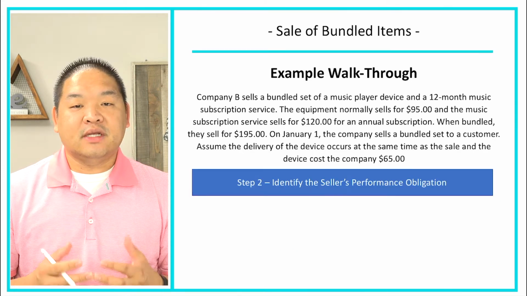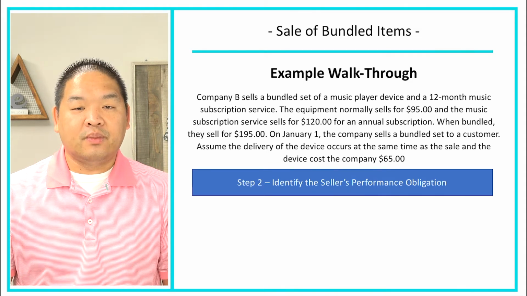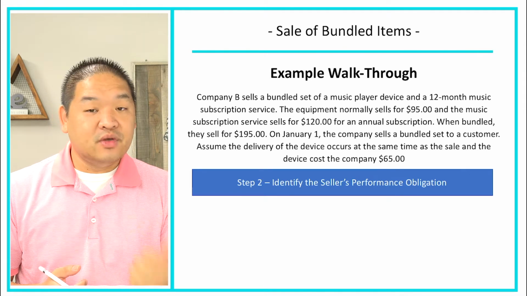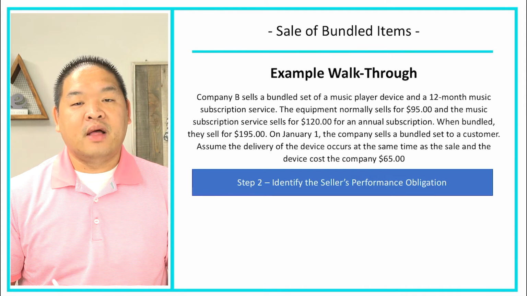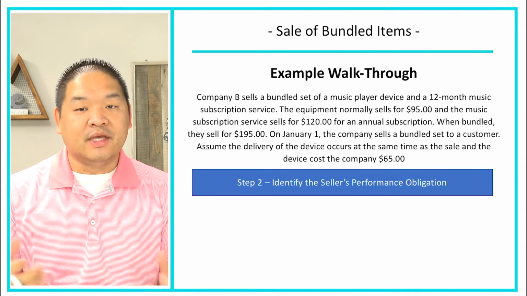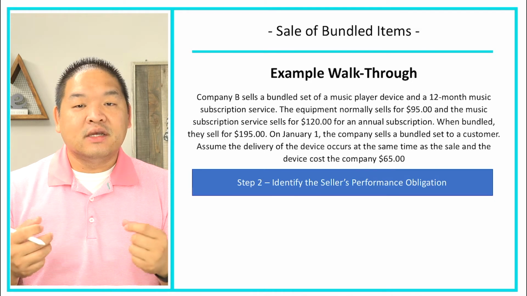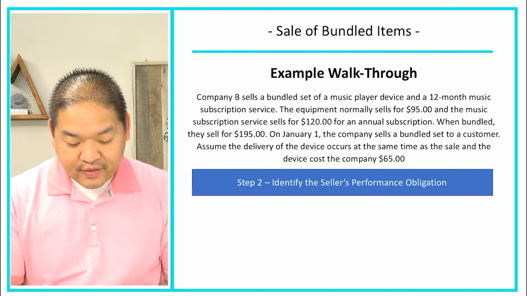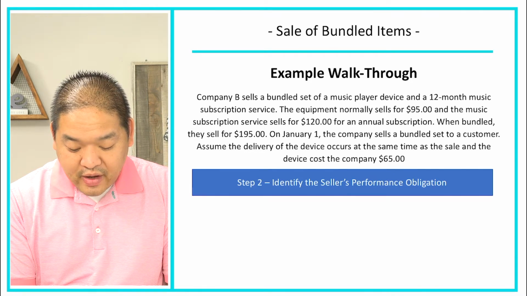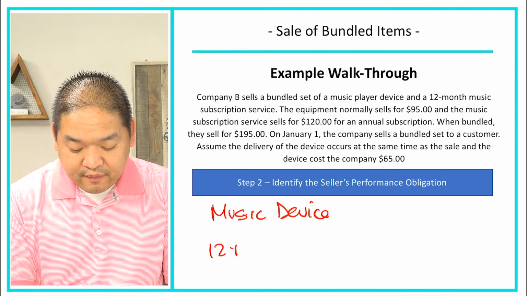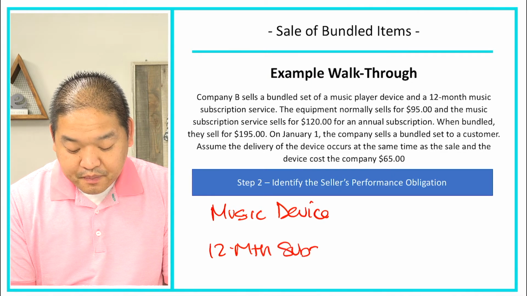In this case, we separate the 2 sets of things that are being sold or can be sold separately. Technically, we could sell the music player separately from the subscription. They're not bound together. You can actually buy them separately. So in that sense, our performance obligation is selling the product and providing a service. The first seller's performance obligation is the music device, and the second one is the 12-month subscription.